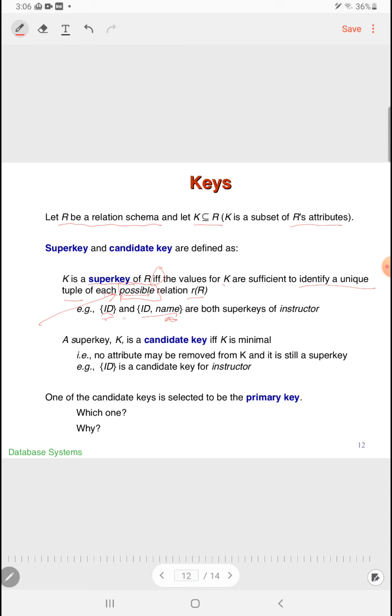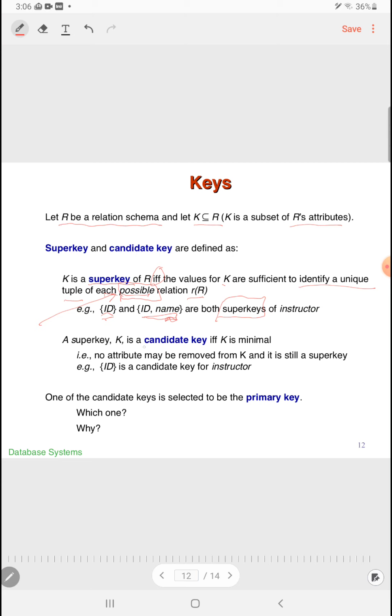ID is unique, therefore ID and name is also unique. ID and department is unique, ID and name and department are unique, ID and salary are unique. These are all super keys. So understand that there are a lot of potential super keys.